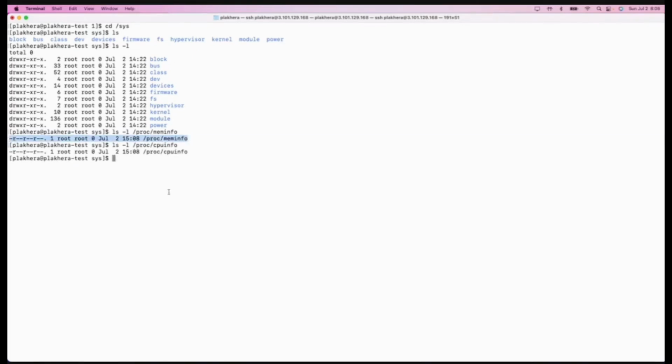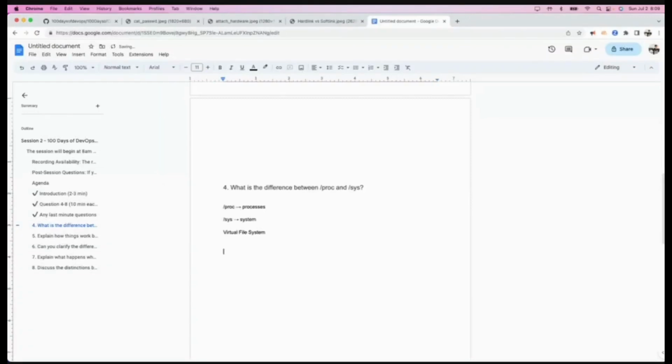Why? So I will pause here for a second. The two questions I have for you guys. First, why is this called VFS or virtual file system? The second question is why are most of the files inside this directory 0 bytes in size?